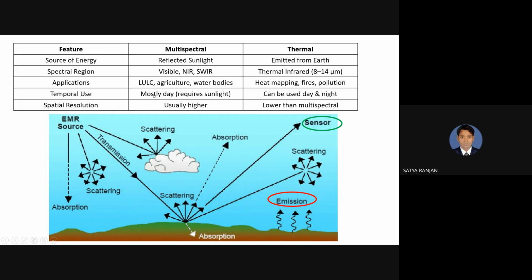Multispectral we generally use in the daytime, because at night there is no use of this. But thermal can be used day and night. This is the difference. And spatial resolution is usually higher in multispectral. In thermal, it is a low resolution, meaning pixel values differ in multispectral and thermal.